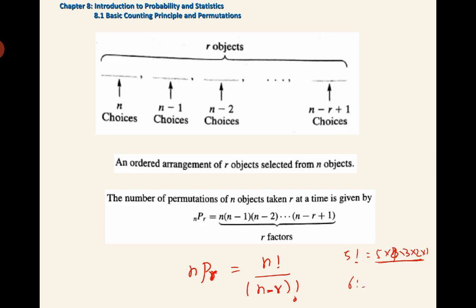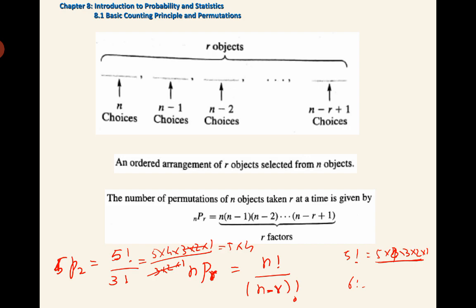So n minus r. If it is 5P2, how do you find 5P2? 5 factorial divided by 5 minus 2, 3 factorial. This 5 factorial is 5 into 4 into 3 into 2 into 1 divided by 3 into 2 into 1. So the 3 factorial will be cancelled, it will be 5 into 4. What do you mean by this one? Without repetition, actually this one.